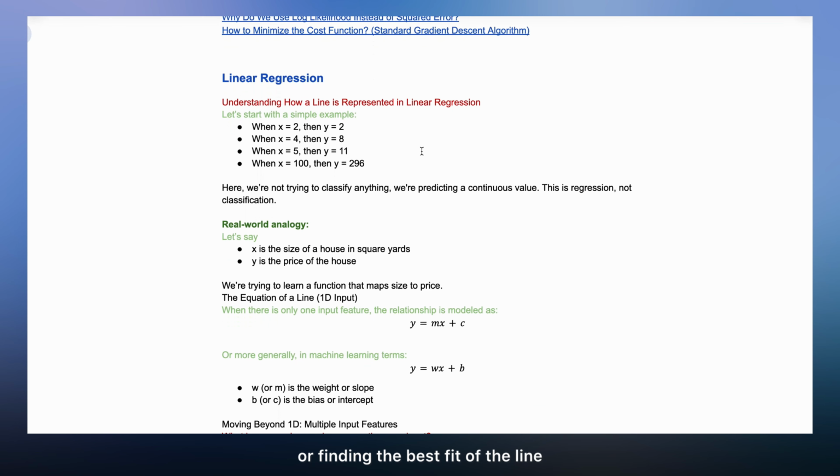Now I've taken a few examples. Let's say that x is equal to 2, and y is equal to 2. And x is equal to 4, then y is equal to 8. When x is equal to 5, then y is equal to 11, right? So we can see that there is some sort of relationship between x and y. When x is 100, then y is, let's say, 296. These are all the data points that are given to us, right? Now onto this data we might have to fit a line. What will the line do? The line is likely going to represent the existing set of data points, right?